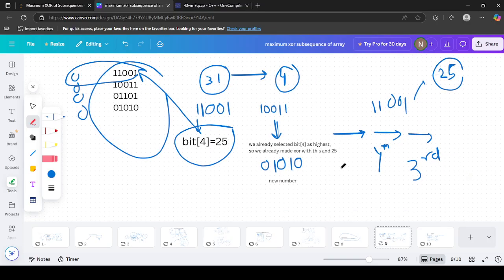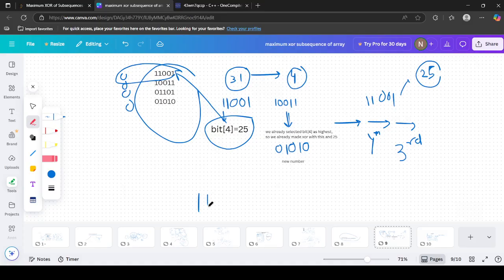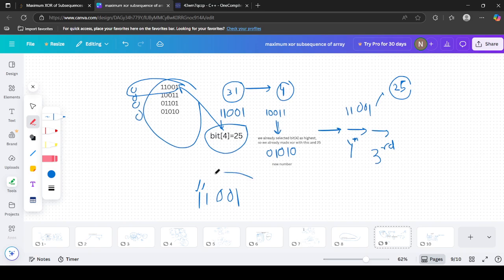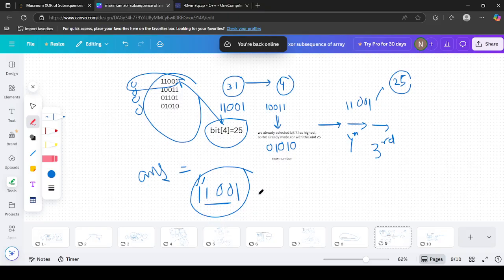Why we got this? Let's say we have 11001. So we got these both bits set. Initially when we are starting, this will be the answer itself, because this is the only number with the highest bit set. So we'll consider this in the answer. Now next, what will we consider? We will consider the only number with the second bit set.